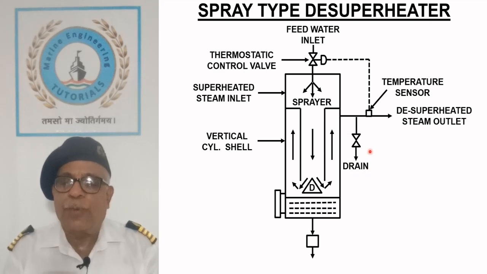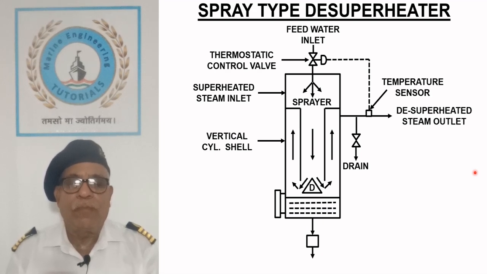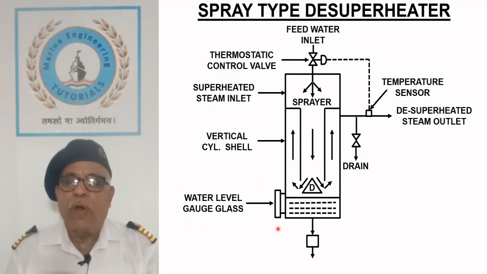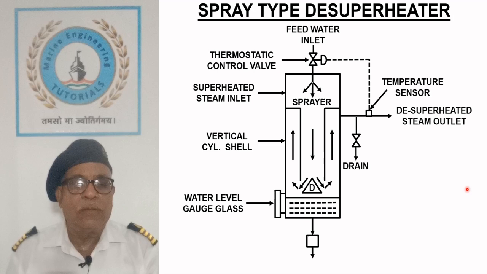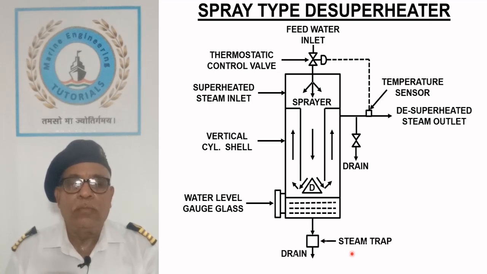A drain connection is provided in the de-superheated steam outlet for removal of any water that may be carried over along with steam. A water level gauge glass is provided to monitor the level of condensate at the bottom of the cylindrical vessel. A steam trap at the bottom drains away the condensate while preventing the escape of steam from the bottom.